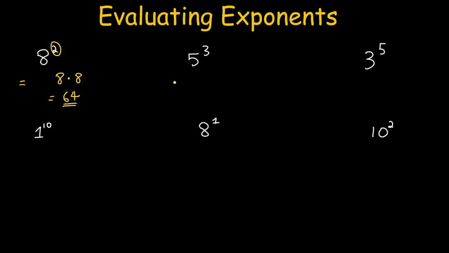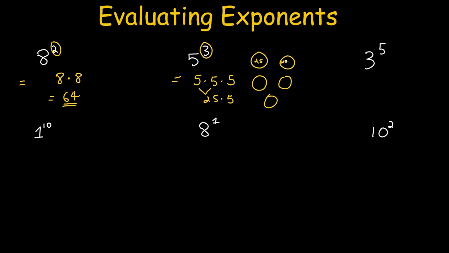Right, the next problem, that will be 5 times 5 times 5, 3 times. The exponent will always tell us how many times we need to multiply the base by itself. So 5 times 5 will be 25. And 25 times 5. Well, think about money. If you have 5 25 cents, let's pretend this is 25, 25, and 25. Well, this one will be 50 cents, 50 cents, that's $1, and you have 25 cents. So this will be 125.